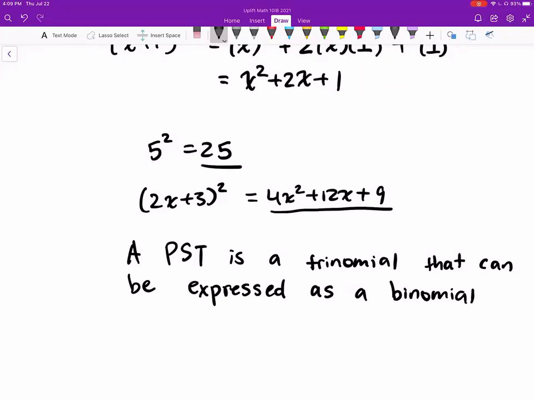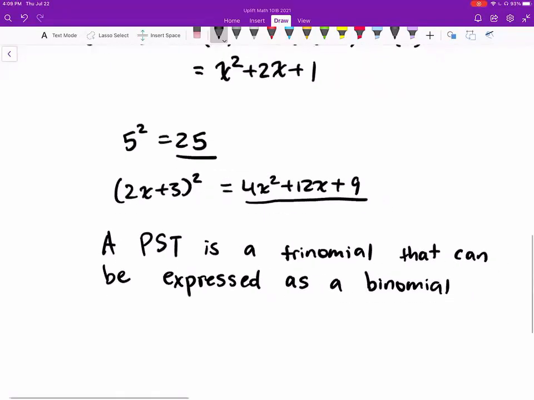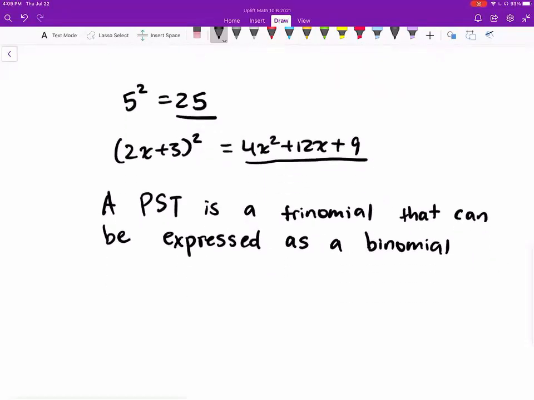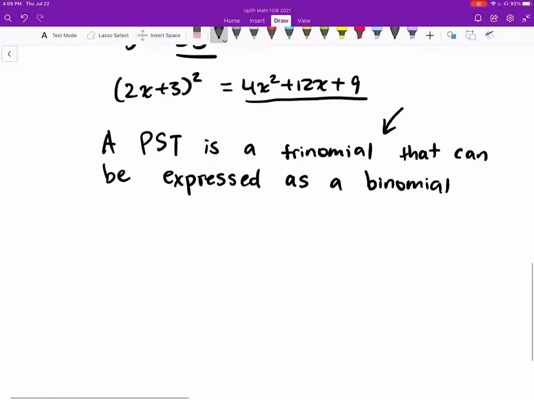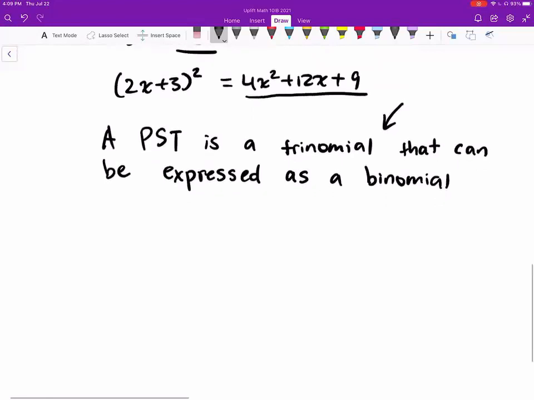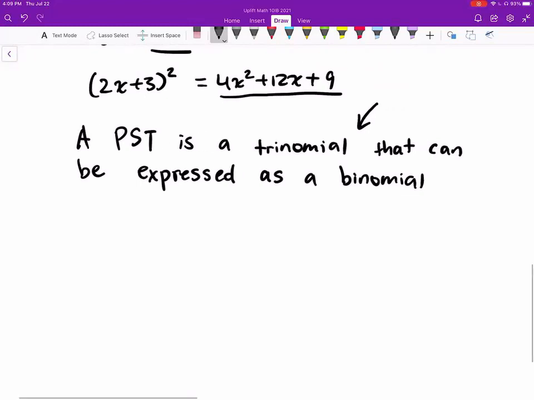What's a trinomial? So a trinomial is any expression with 3 terms. A perfect square trinomial is a trinomial that can be expressed as a binomial multiplied by itself.